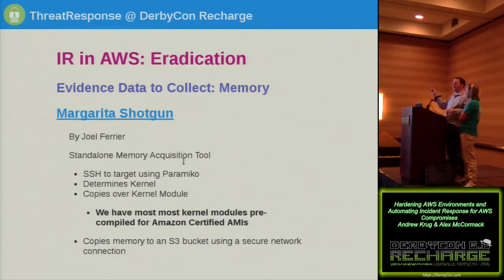So Margarita Shotgun will SSH into a compromised host, figure out the kernel, grab the LiME kernel module for that particular host, grab memory, securely copy it over the network, and then drop it in an S3 bucket. It can do this all in parallel, very low overhead. It's a really nice tool.